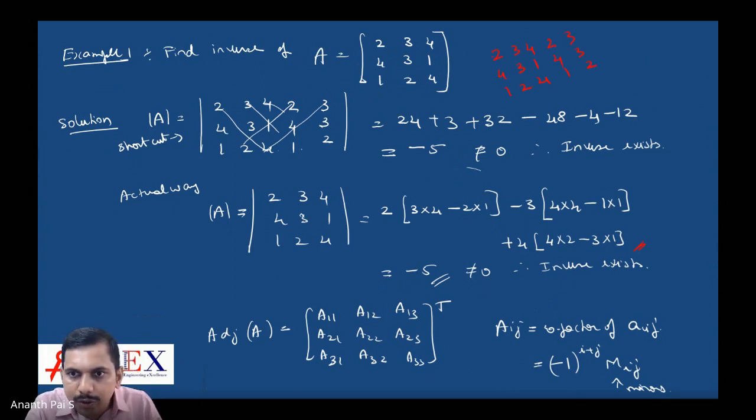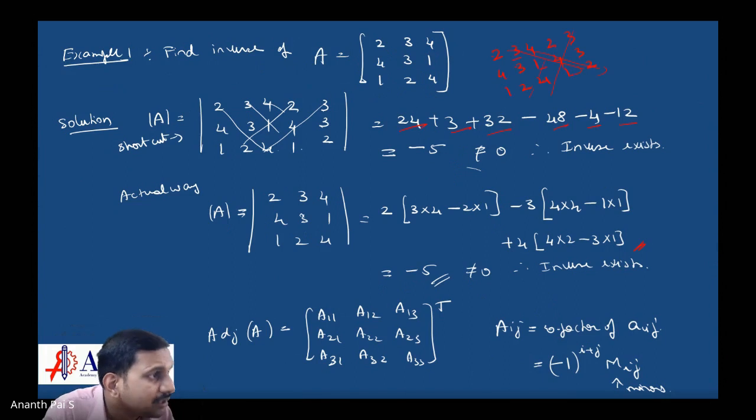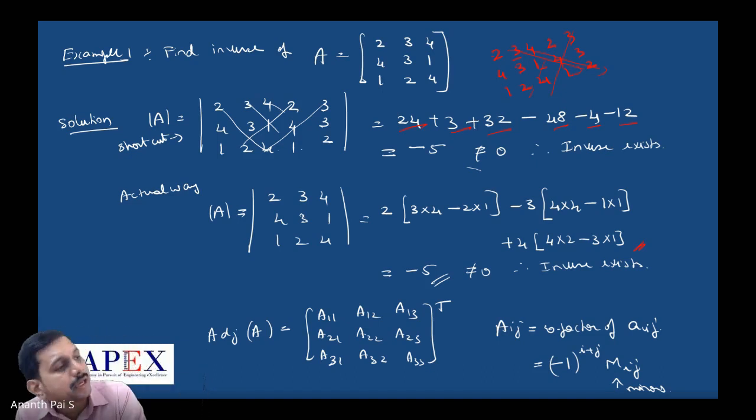You take this 2 into 3 into 3, 18. 3 into 1 into 1 will go like this, 3. 4 into 4 into 2, 32. Then you go with minus. 4 into 3 into 1, 12. 2 into 1 into 2, 4. 3 into 4 into 3, 36. This is the shortcut to find out the determinant. Don't do the whole thing, it becomes difficult. And this you can apply for anything, any big number.